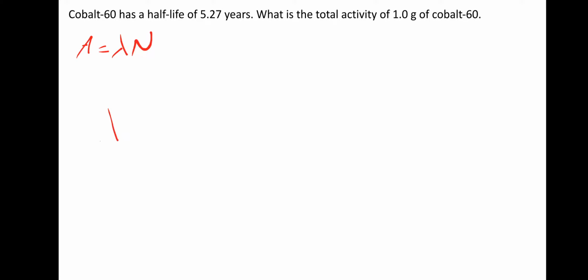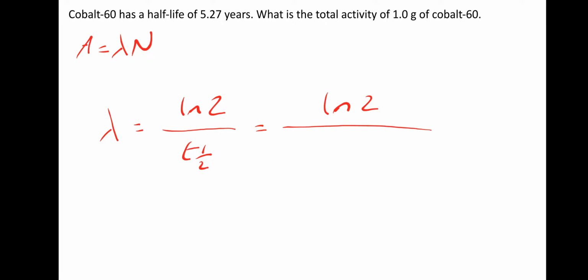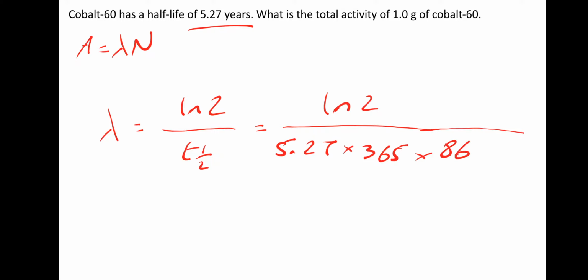So decay constant is equal to log 2 divided by the half-life. So log 2 divided by, now the half-life is 5.27 years. So let's change that into seconds to get decays per second. So that'll be 5.27 years multiplied by the number of days in a year, which is 365, multiplied by the number of seconds in a day, which is 60 seconds times 60 minutes times 24 hours. So 60 times 60 times 24 is 86,400 seconds in a day.